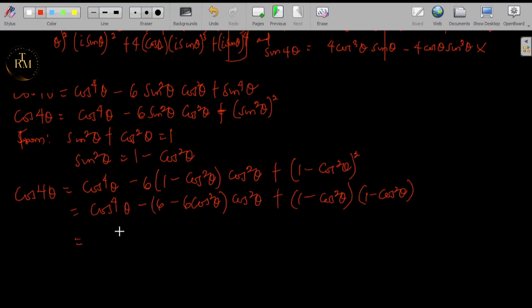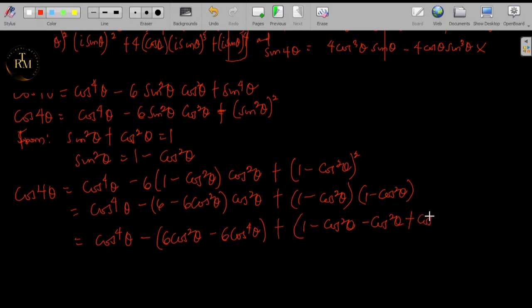Right. If I go on, I'm going to have cos to the power of 4θ minus, expanding this, I'm going to get, or let me, there's a cos squared theta here. So let me bring it in. I have a minus 6 cos squared theta minus 6 cos to the power of 4θ, plus, expanding this one after the other, will give me a 1 minus cos squared theta minus cos squared theta plus cos to the power of 4θ.